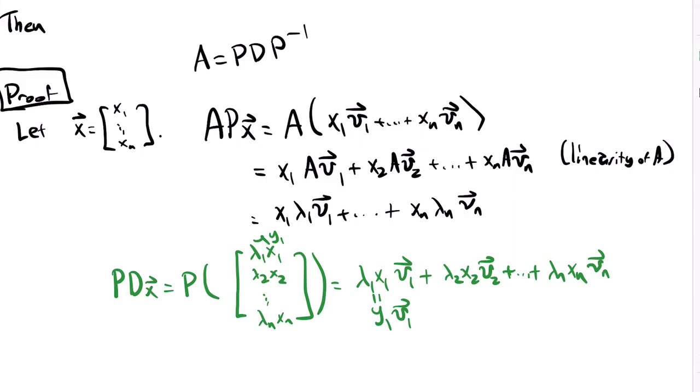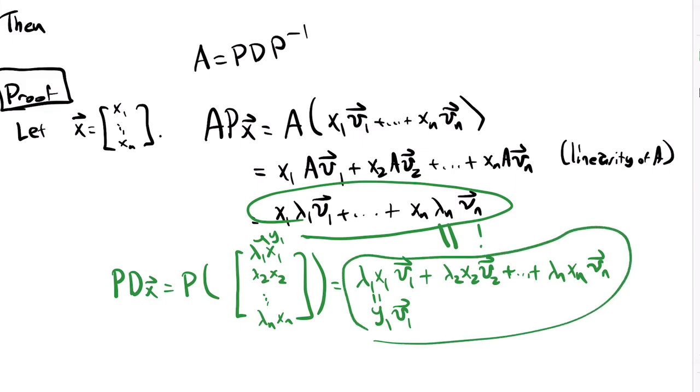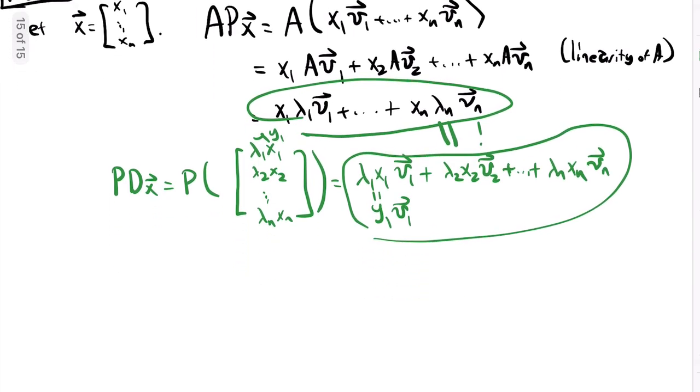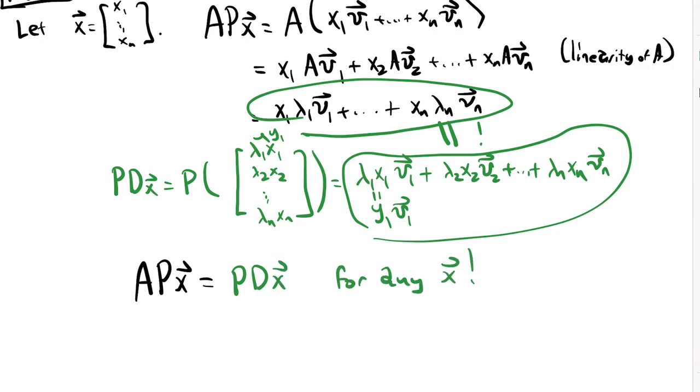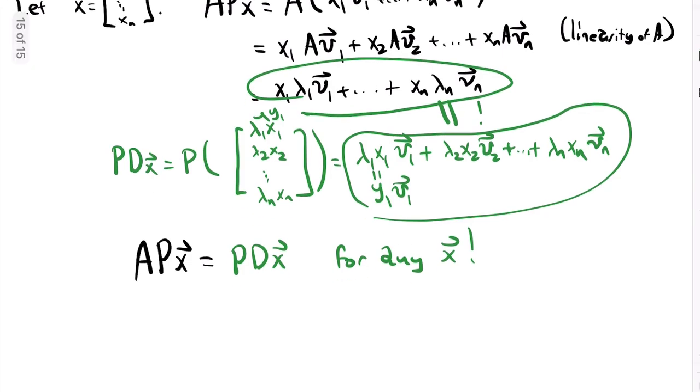But notice that this green expression, this here and this here, are the same. They're equal. So what we've shown is in fact that APx equals PDx for any x, right? So since it holds for any x, we have that AP equals PD.